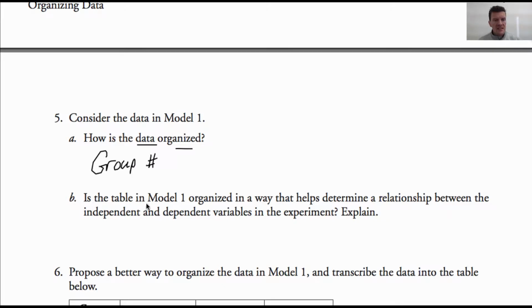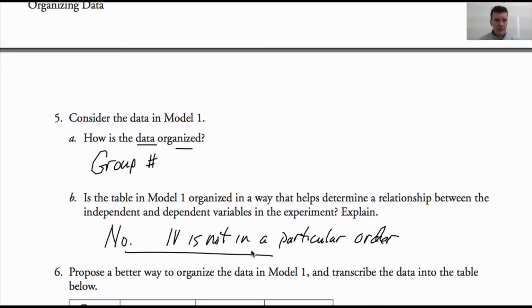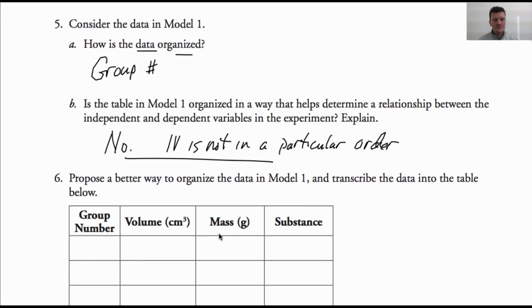Alright, and then it says, is the table in Model 1 organized in a way that helps determine the relationship between independent and dependent variables in the experiment? And I would say no, it's not. The independent variable and the dependent variable are not in any particular order. So it's not very helpful, the way that it's organized.